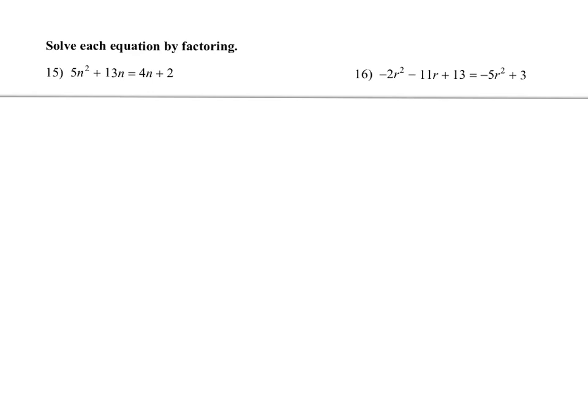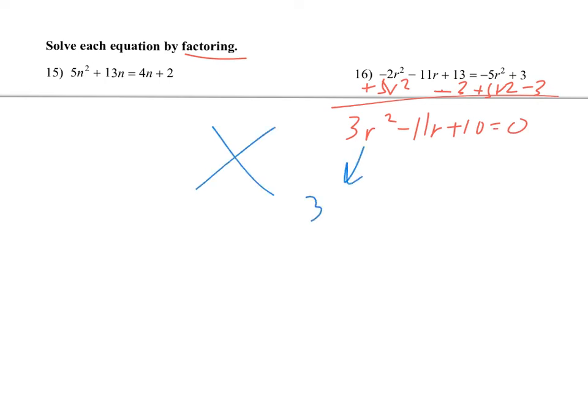All right, next up we want to solve these by factoring. So for factoring, we always want to get one side to 0. So I'm going to add this 5r squared over, and we're also going to subtract 3. So then I get 3r squared minus 11r plus 10 equals 0. So now I want to factor this. I know I'm going to have to use the grouping here since we have this 3r squared, so I'm going to set that up right now.